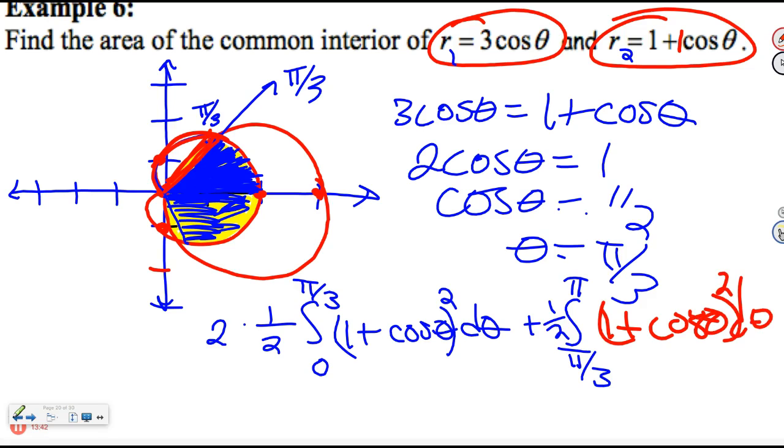What's wrong with mine? What'd you say? No, it needs to be 3 cosine theta squared. Oh, you're right. Sorry, I'm in the wrong one. 3 cosine theta squared. Boy, I'm really butchering this.